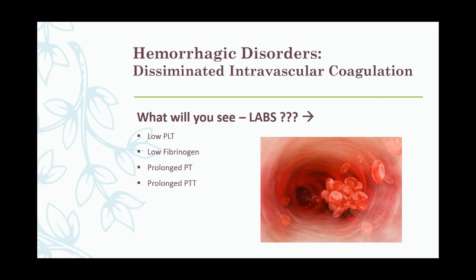So with DIC, as a nurse, what will you see in terms of laboratory values? These people will have low platelets. They will have low fibrinogen levels. They will have a prolonged PT and PTT. Okay, and this should make sense to you, okay? The prolonged PT and the PTT is because they've used up all their clotting factors, so their blood's not clotting. Same thing with the fibrinogen and the platelets.